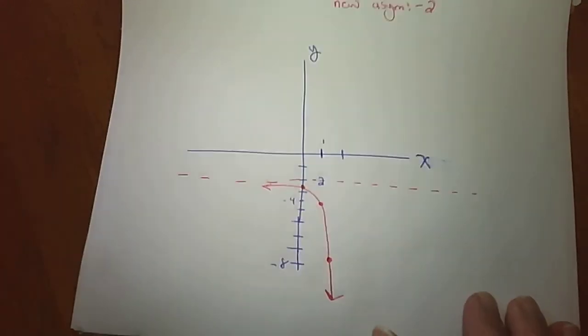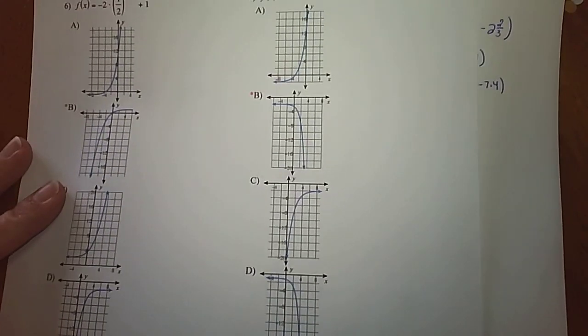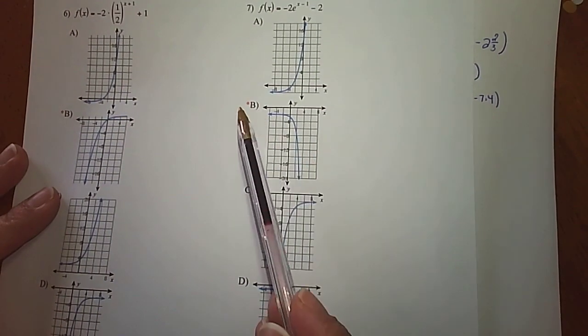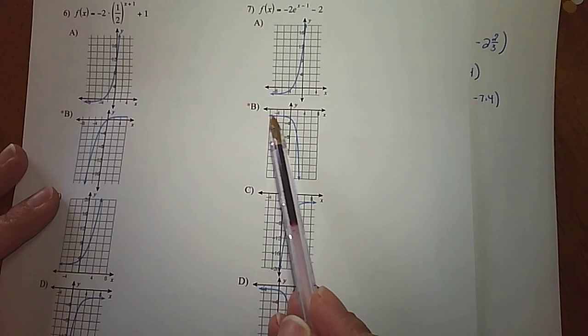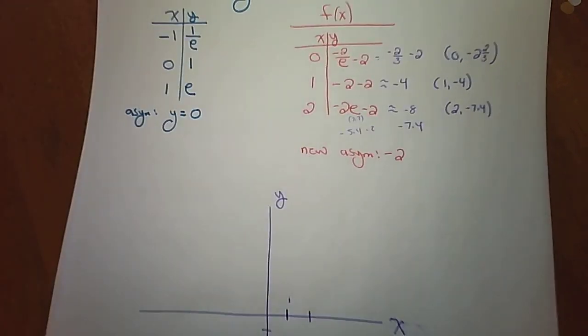So that was the answer to number 7. I'm going to show what number 7 looked like up on here real quick. Here was number 7, and number 7 should have been B. If you notice, here's the horizontal asymptote at negative 2, and it curves downwards. So that should have been the answer for that one.